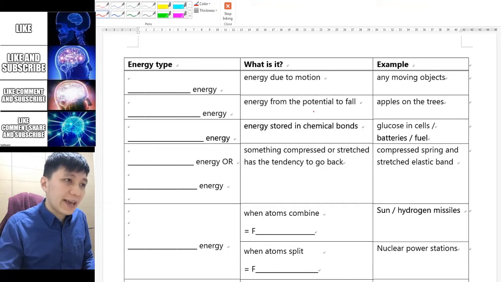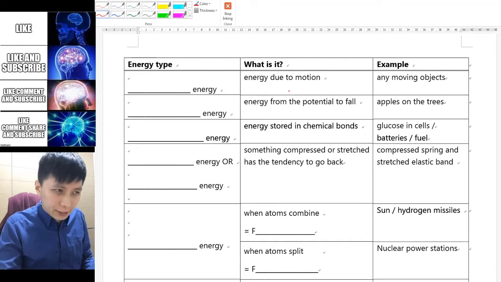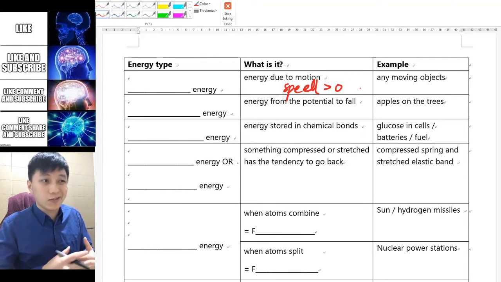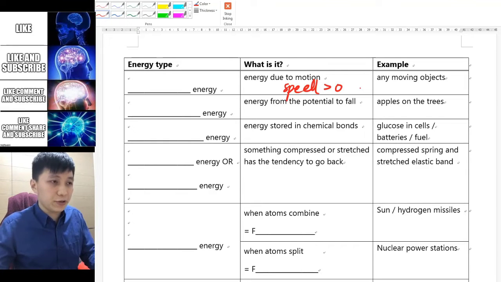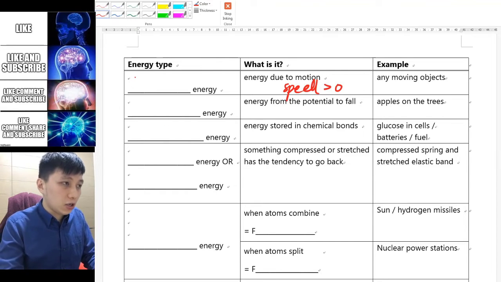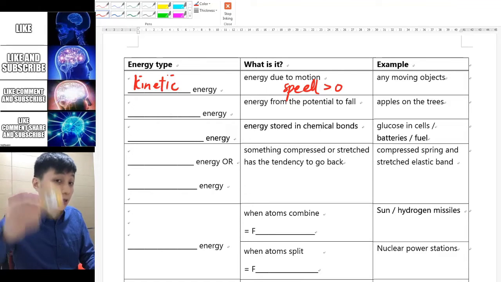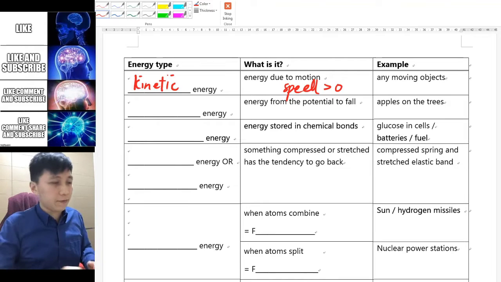The first one is the energy due to motion. So more precisely, that means whenever the object has a speed that is greater than 0, or as long as it's not stationary, then it has the energy called kinetic energy. So for example, this is an object, and if you move it, then that's the kinetic energy it's having. And the faster you move, the more kinetic energy you have.